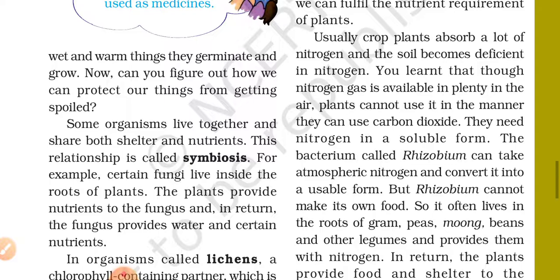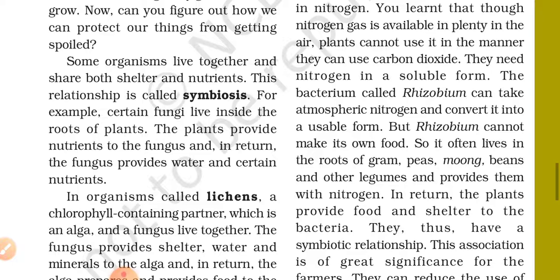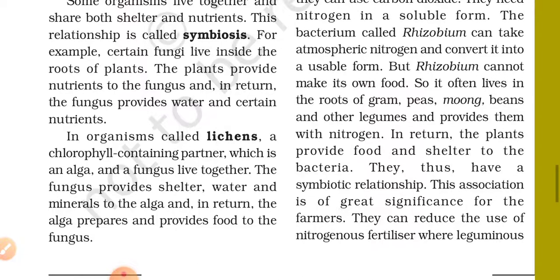Some organisms live together and share both shelter and nutrients. This relationship is called symbiosis. For example, certain fungi live inside the roots of plants. The plants provide nutrients to the fungus, and in return, the fungus provides water and certain nutrients. In an organism called lichen, a chlorophyll-containing partner, which is an alga, and a fungus live together. The fungus provides shelter, water, and minerals to the alga, and in return, the alga prepares and provides food to the fungus.